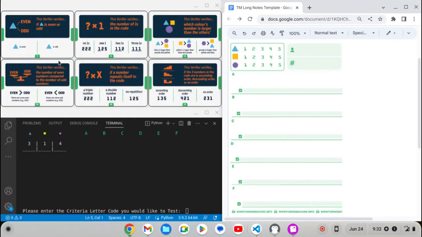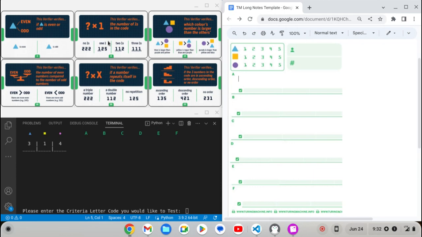So on our grid above, we've got our 6 criteria cards. On the top row, we've got criteria card A, criteria card B, criteria card C. And on the bottom row, we've got criteria card D, criteria card E, and criteria card F. Criteria card A looks at that first digit, the triangle digit, and will let us know whether that value should be an even or an odd.